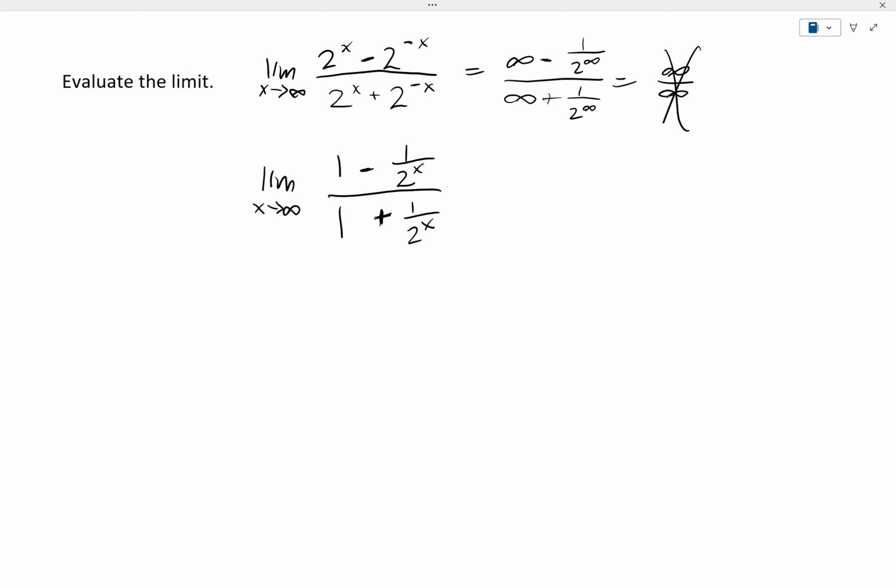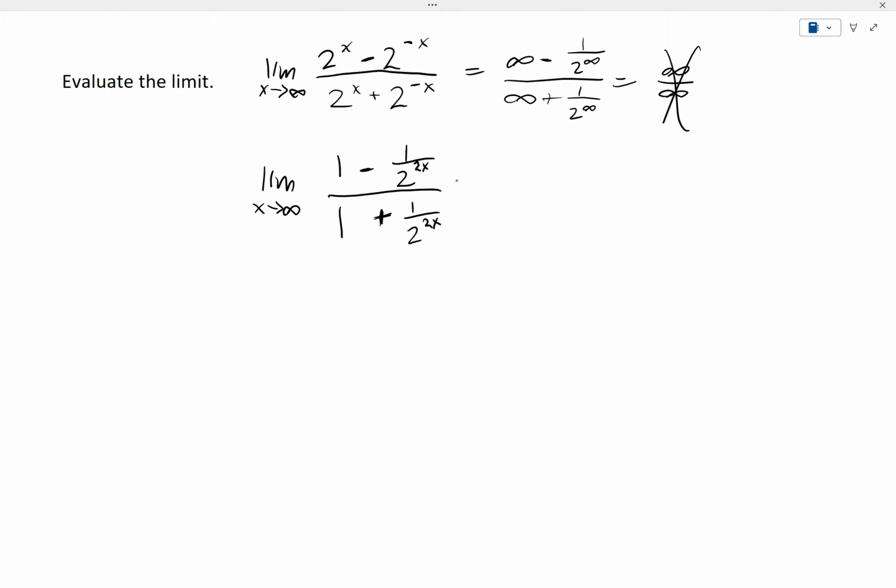And this term is going to become a 2 to the 2x. That's just the power to a power rule, power of a power. So this is what we're left with.